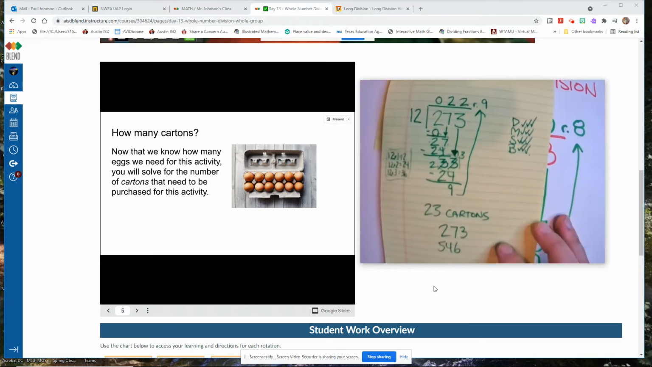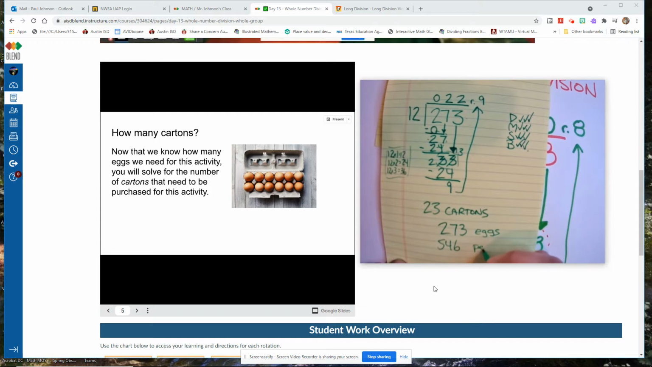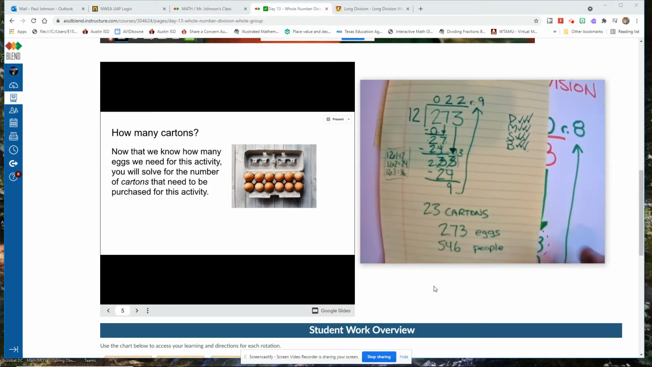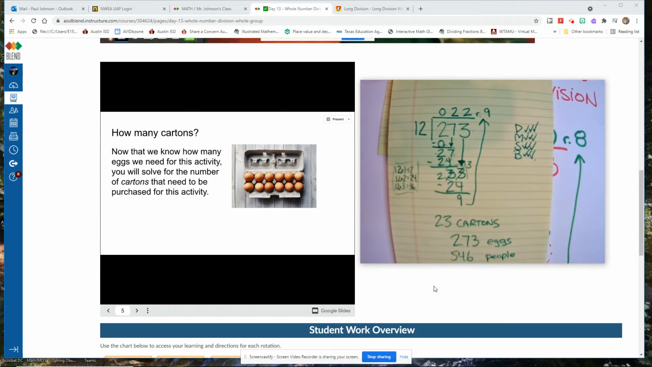So we had a lot of numbers by the end of this. It was 273 eggs, 546 people, 23 cartons of eggs. Remember, it's 23 because 22 is not going to be enough.